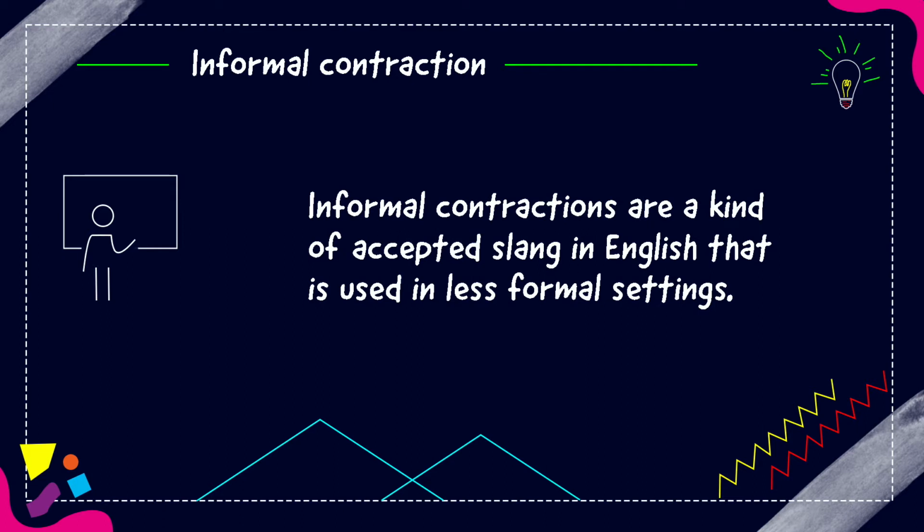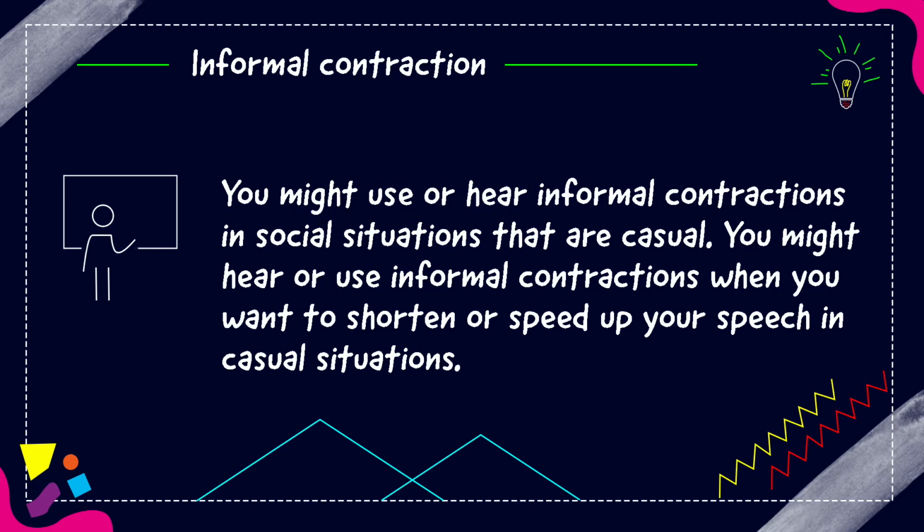Informal contractions are a kind of accepted slang in English that is used in less formal settings. You might use or hear informal contractions in social situations that are casual. You might hear or use informal contractions when you want to shorten or speed up your speech in casual situations.